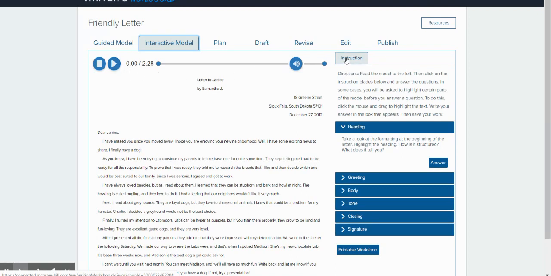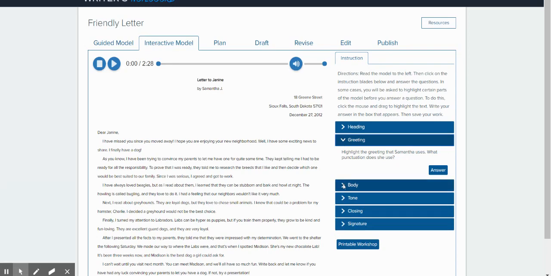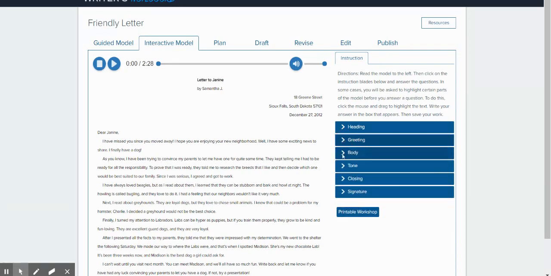So we will read the instructions together. I'll read it to you. Directions. Read the model to the left, then click on the instruction blades below to answer the questions. In some cases, you will be asked to highlight certain parts of the model before you answer a question. To do this, click the mouse and drag to highlight the text. Write your answer in the box that appears. So here are what they call the blades, okay? You click on the arrow and it opens or closes. So let's do the first one together.